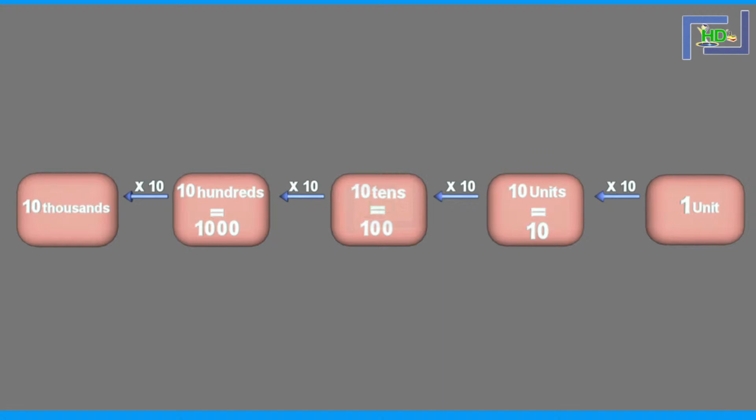Now suppose we move from left to right, then what happens? That is, 10,000 is divided by 10, then it becomes 1000. If 1000 is divided by 10, it becomes 100. And if 100 is divided by 10, it becomes 10. And if 10 is divided by 10, it becomes 1.